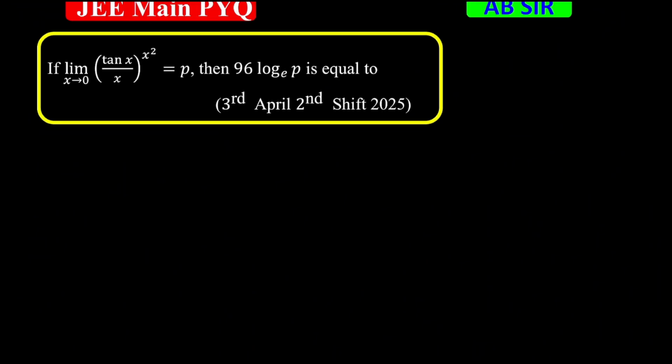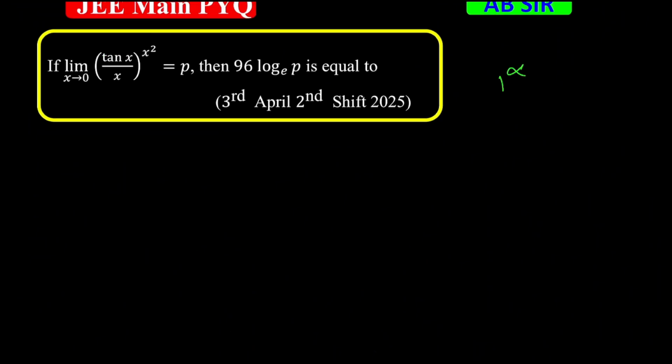How to solve this sum? In this case, tan x by x is 1, so this is in the form of 1 to the power infinity. This sum is in the form of 1 to the power infinity equal to p. So this is, everybody, nothing but an easy question.